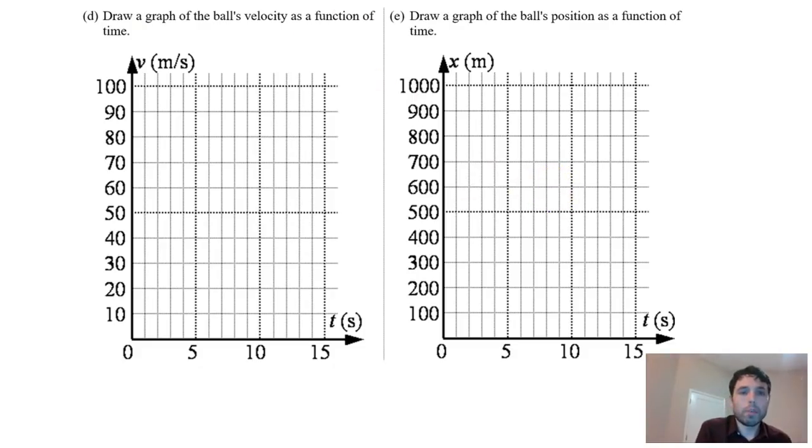Alright, let me get my pen on here. Okay, so this part D, draw a graph of the ball's velocity as a function of time. I'm not looking for a quantitative graph. Qualitative is totally fine. Qualitative means just the shape, right? And I'm not too worried about the numbers lining up perfectly, but just get the shape right.